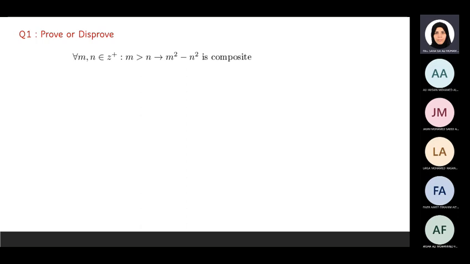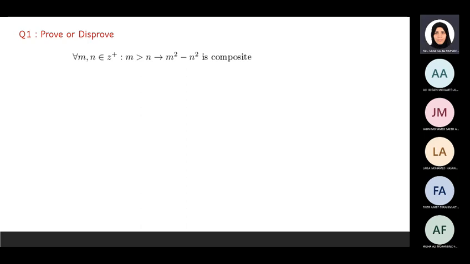What do you think? Is this true or false? If it's true, you have to prove it because the domain is infinite. If it is false, you have to give a counterexample. What does counterexample mean? You should give me two positive integers, so no one gives me a negative value. They should be positive integers. 0 is not positive, such that m is greater than n, meaning a true premise but a false conclusion. How can the conclusion be false? When m squared minus n squared is a prime number.